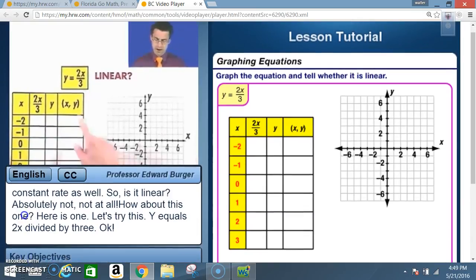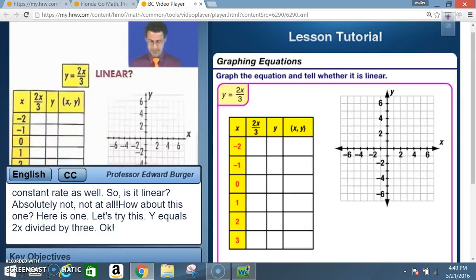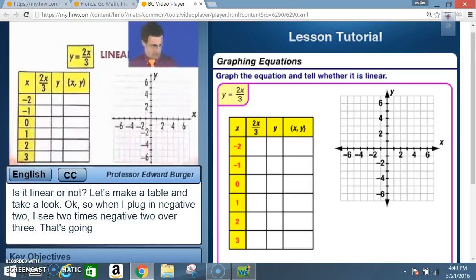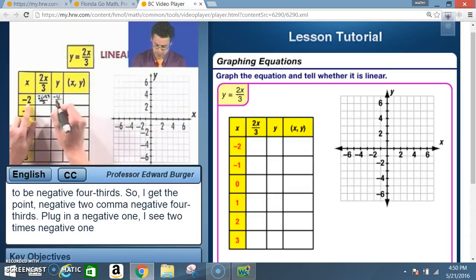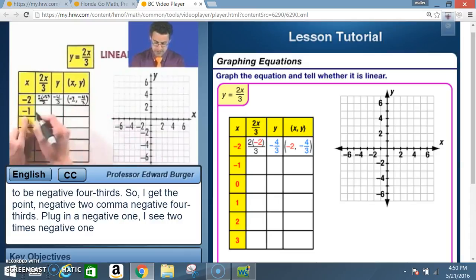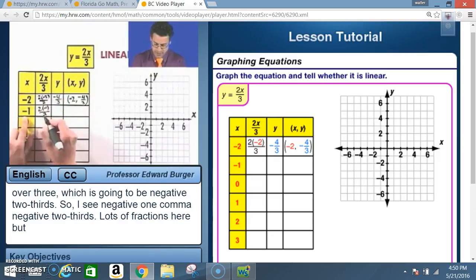Here's one. Let's try this. y equals 2x divided by 3. Okay, is it linear or not? Let's make a table and take a look. When I plug in negative 2, I see 2 times negative 2 over 3. That's going to be negative 4/3. So I get the point negative 2 comma negative 4/3. Plug in a negative 1. I see 2 times negative 1 over 3, which is going to be negative 2/3. So I see negative 1 comma negative 2/3.